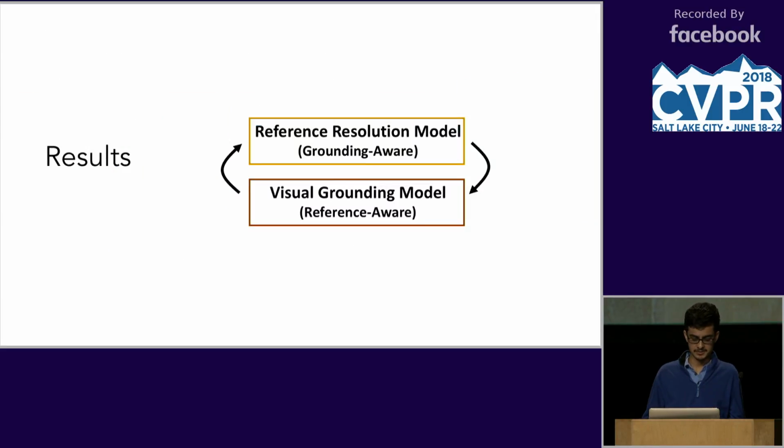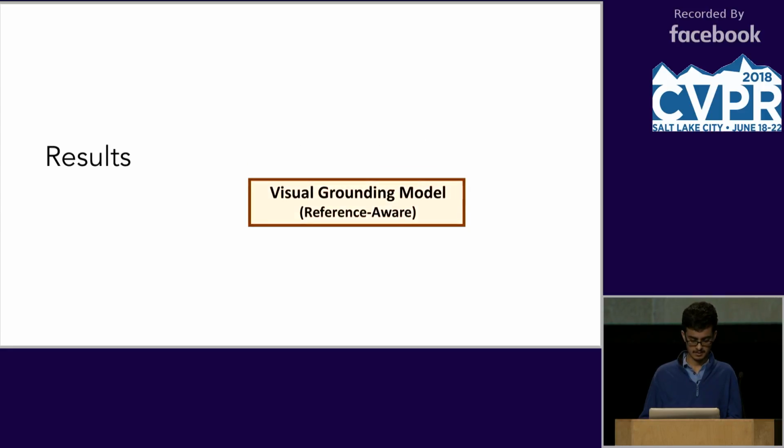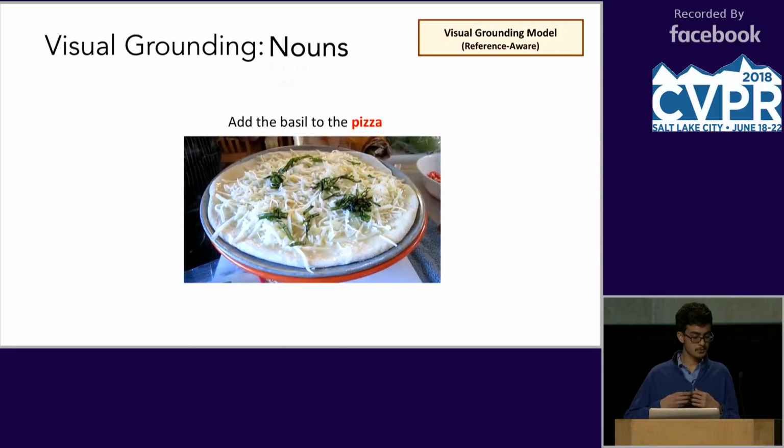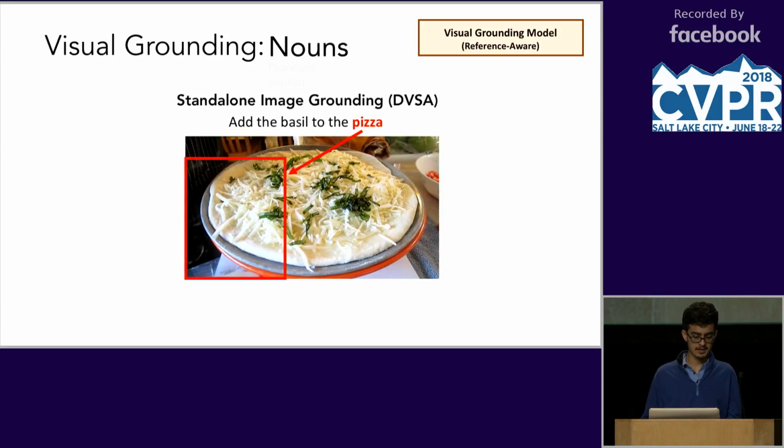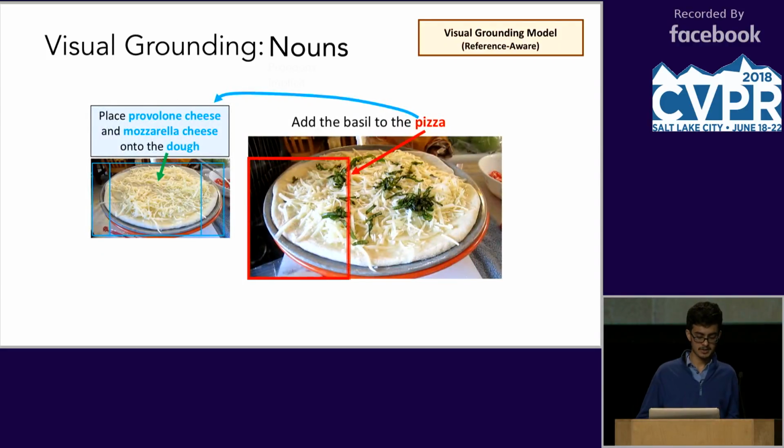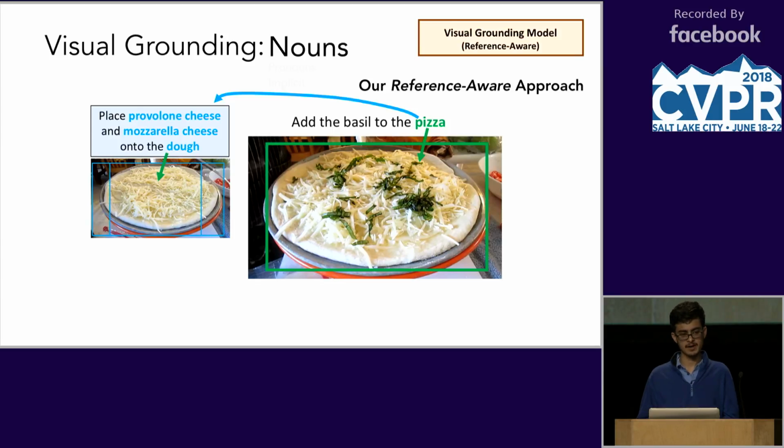Now let's take a look at our results. We'll start with the visual grounding model. Cool. So as I mentioned before, with visual grounding, we have three different types of entity phrases we could have: nouns, pronouns, and implicits. So here's an example of a noun that's a sort of output of previous time step, pizza. And a standalone method is unable to localize it well at this oblique angle and close-up. However, if we include the context, our reference-aware approach is able to provide a stronger localization.